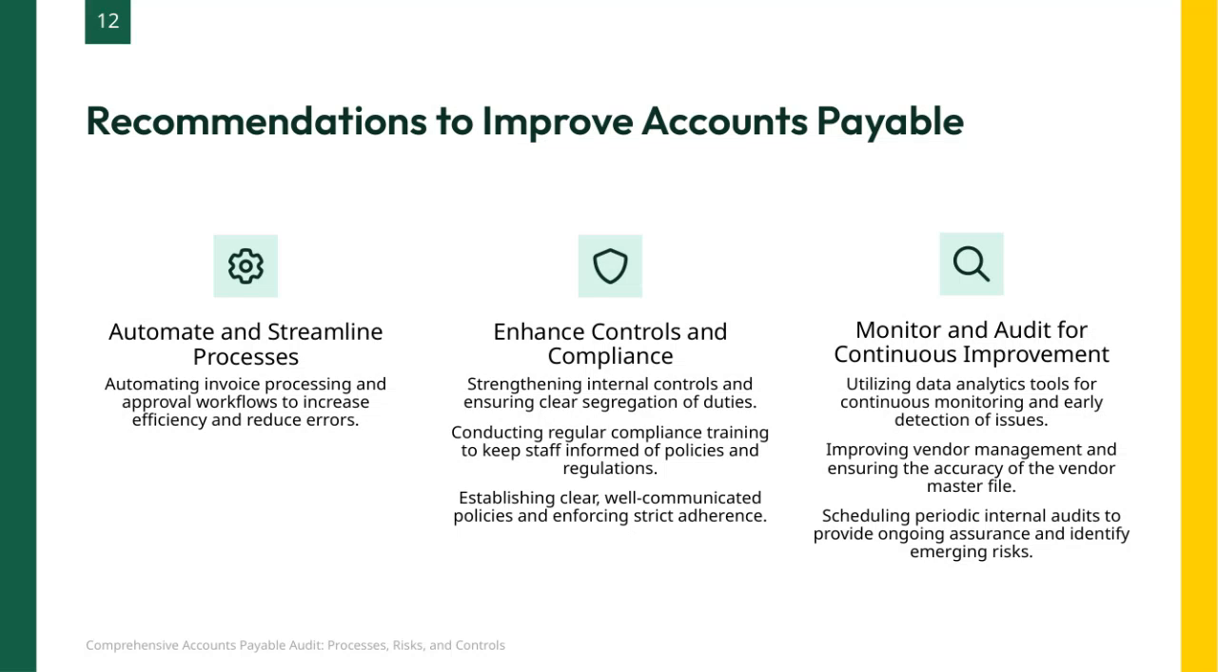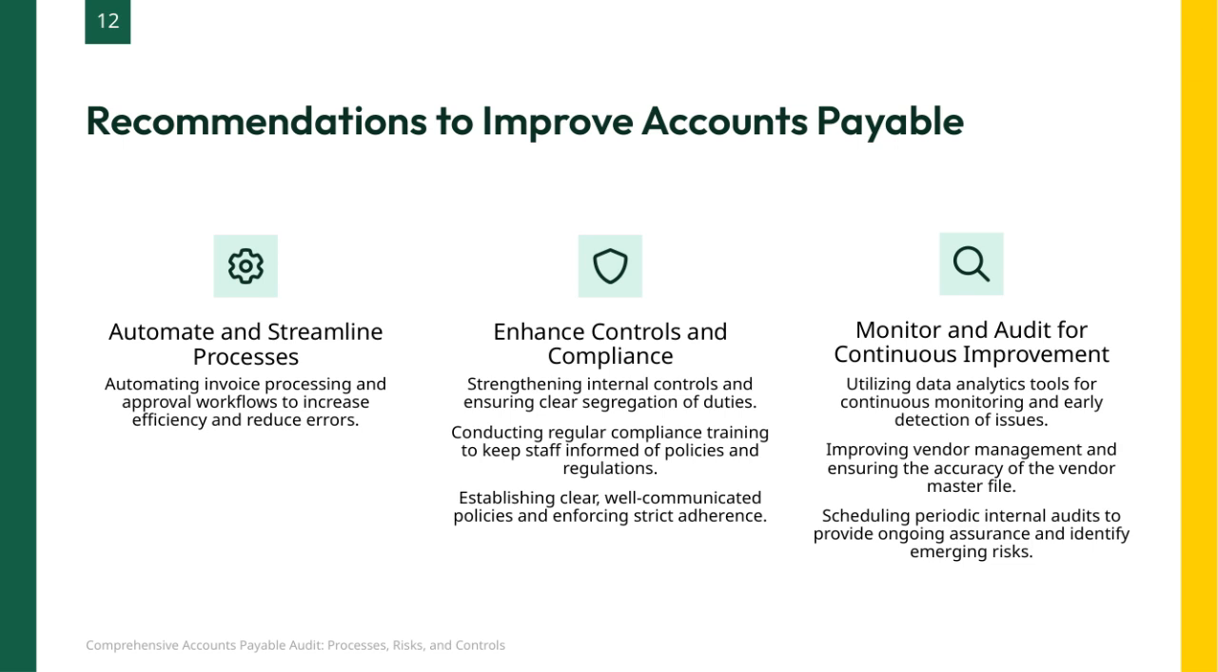To improve accounts payable, the first recommendation is to automate and streamline processes. By automating invoice processing and approval workflows, we can significantly boost efficiency while minimizing errors that often occur with manual handling. Next, it's crucial to enhance controls and compliance. This means strengthening internal controls and clearly segregating duties to prevent conflicts and fraud. Regular compliance training is also essential, keeping the team up to date with policies and regulations. Plus, having clear, well-communicated policies and ensuring everyone strictly follows them helps maintain consistency and accountability.